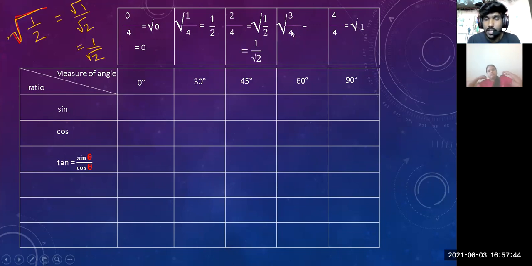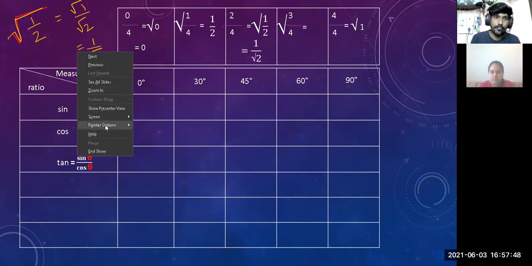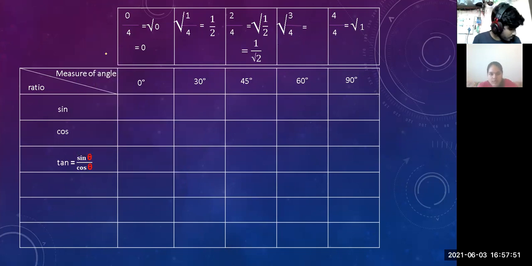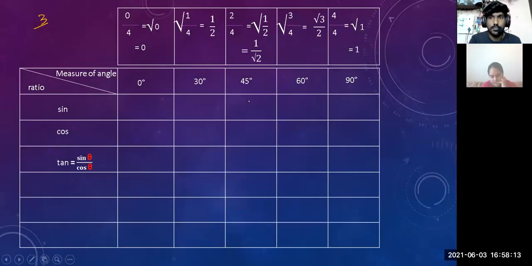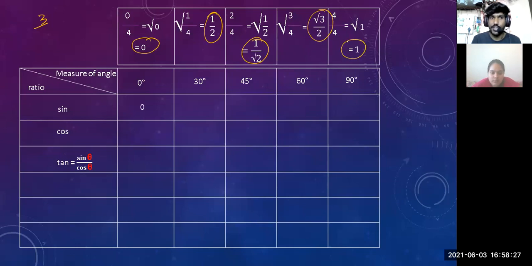Then the last ones, square root of 3 upon 4. Sorry, it was root 3 upon 2, because the root will be distributed. And lastly, square root of 1 is 1 itself. Is this clear? So the first values you got are 0, 1 by 2, 1 by root 2, root 3 by 2 and 1. These are the values in the first table for sine. Is it clear up to here?